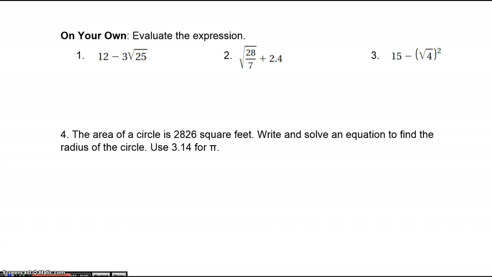All right, try these next 4 examples on your own, and press play when you're ready.